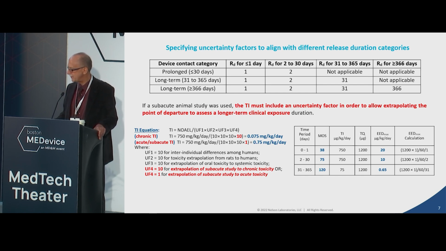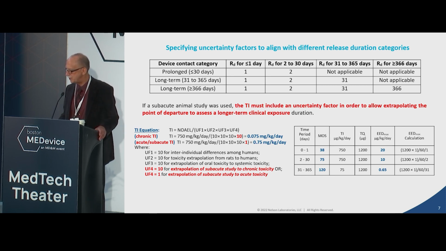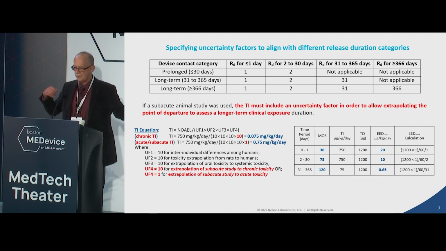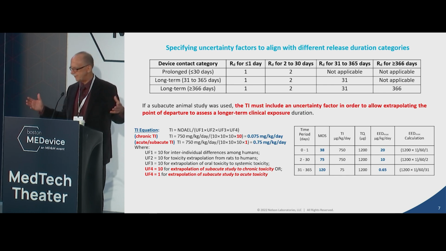I'm going to cover this only very briefly. There are uncertainty factors that align with these different release duration categories. So if you were assessing the short exposure interval and you were using a subacute 28-day rat study, you derive a tolerable intake or allowable limit without any extra uncertainty factor to account for extrapolating from a study of one length to a clinical exposure of a different length.